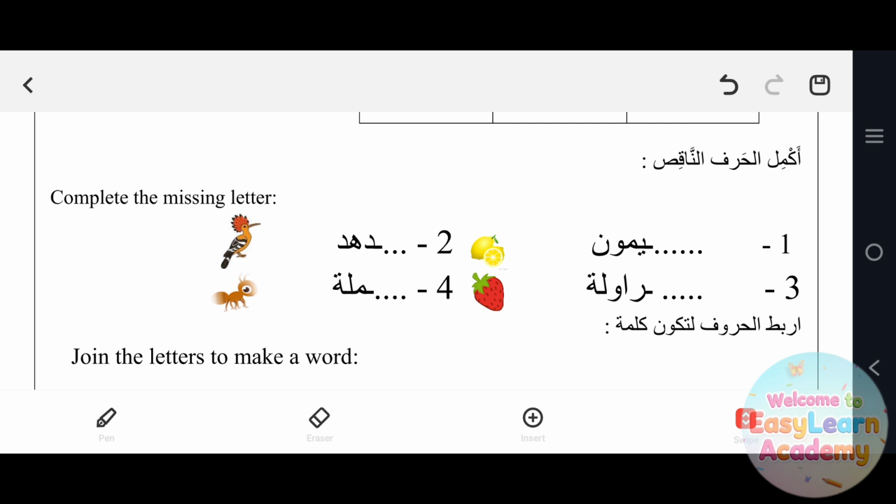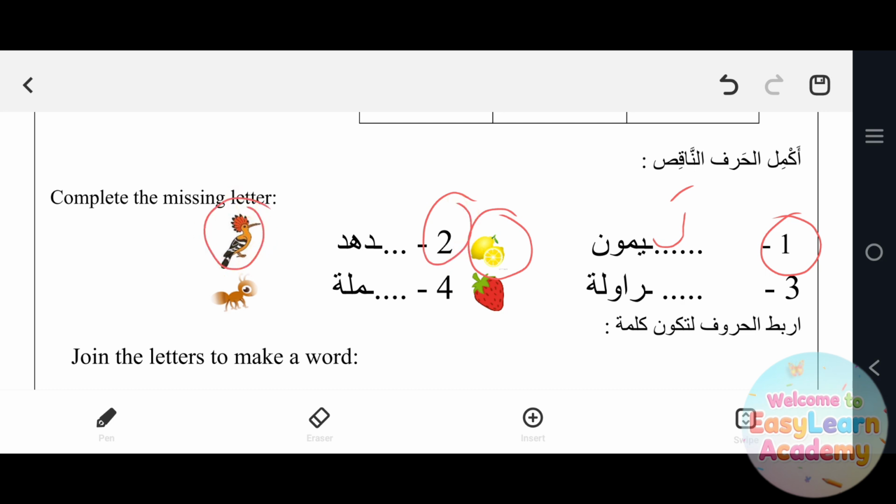Now we are going to the next one. Complete the missing letters. Here the word is given and the picture is given. In that word some letters are missing, so you have to find them and write them. The first one, the picture is lemon. In Arabic we say laymoon.